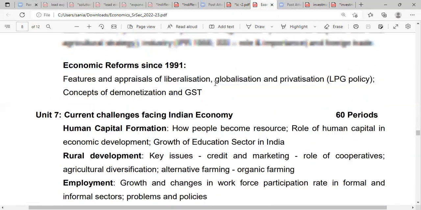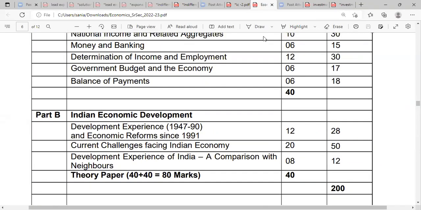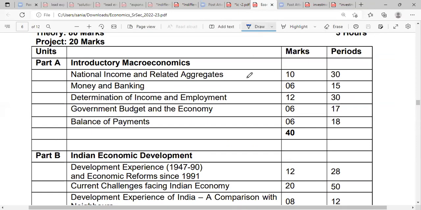So here we go. This is our chapters, right? We are done with the government budget chapter. Money and banking, we are done, right? Balance of payment is very easy, it will hardly take 1 week to cover. Determination and employment will be done. So at least 3 units we are done, right? By the end of this October we'll be done with this portion.